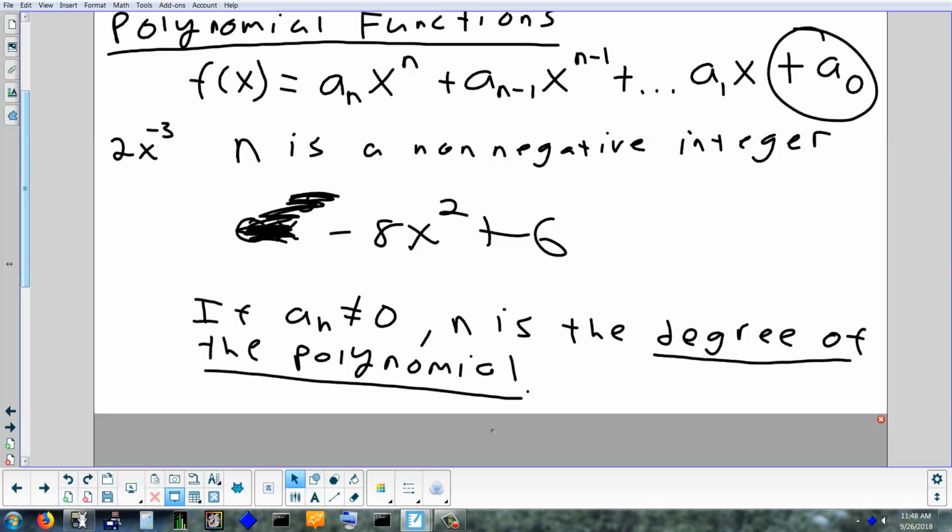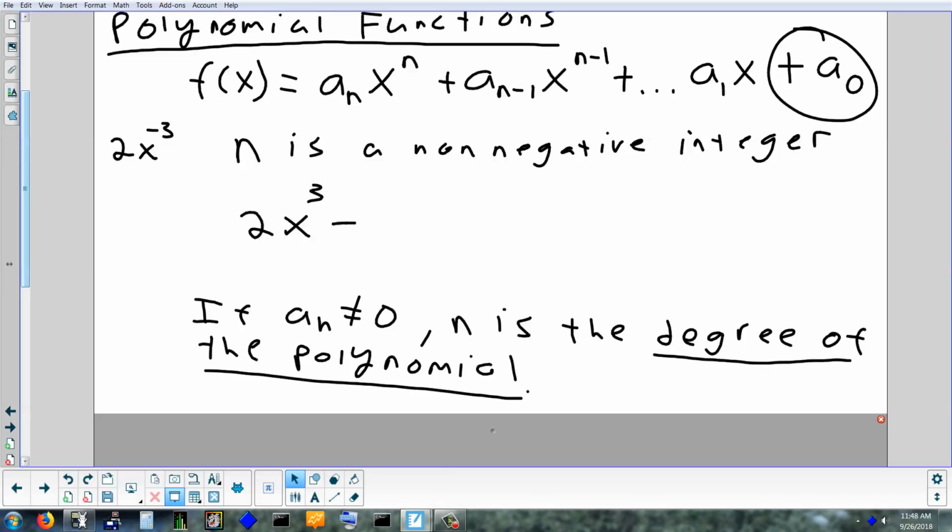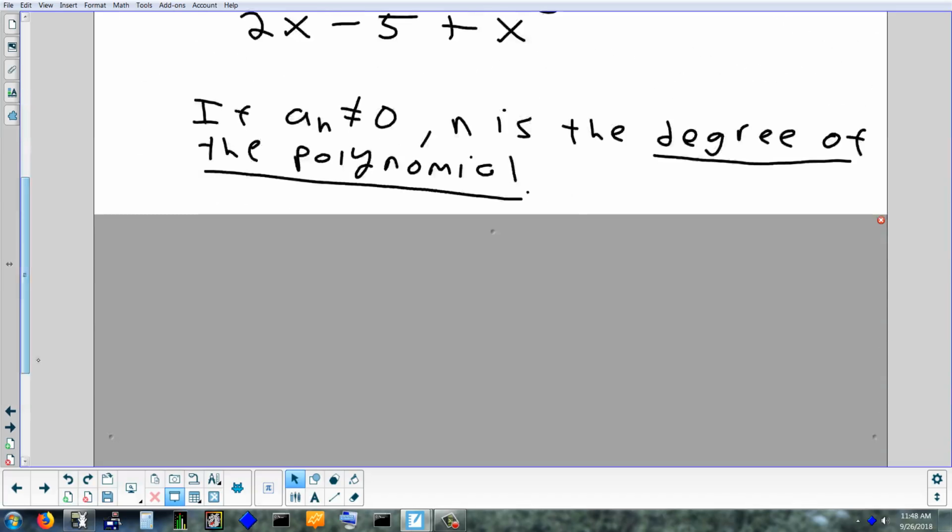Now, what if I wrote it like this? 2x cubed minus 5 plus x to the 6th. What's the degree there? Yeah, 6. For some reason, the person that wrote this didn't put it in descending order. So the highest exponent should always be first, but if it's not, look for it somewhere else, and in this case, that's a degree 6.